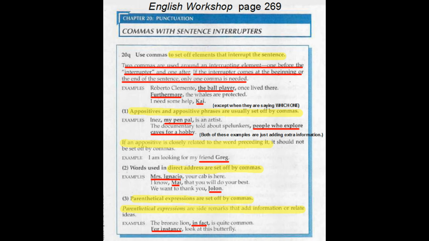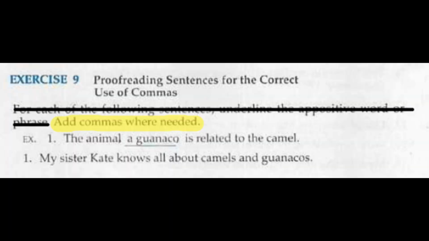Now that we've gone over the rules, let's get some practice. So let's look at the exercise below. Exercise 9, proofreading sentences for the correct use of commas. Now, I really only want you to add the commas where they're needed in these sentences, okay? So that's really all you need to do, add the commas, sentences 1 through 10. And so let's begin now. Pause the video, and then when you're finished, start the video and check your answers, okay?